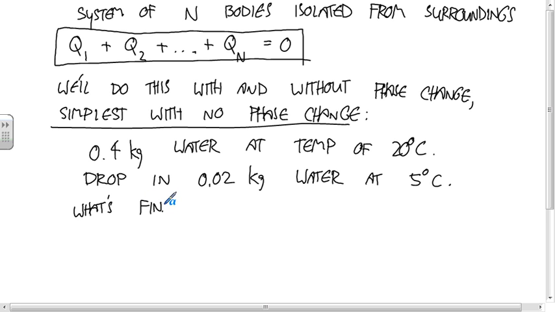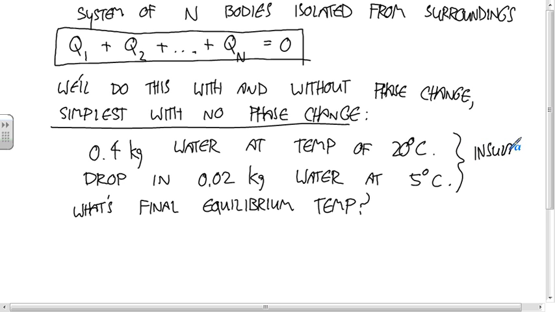What's the final equilibrium temperature? And we're going to assume that this is insulated. So we can use this boxed equation.